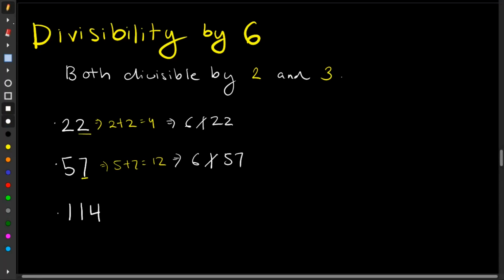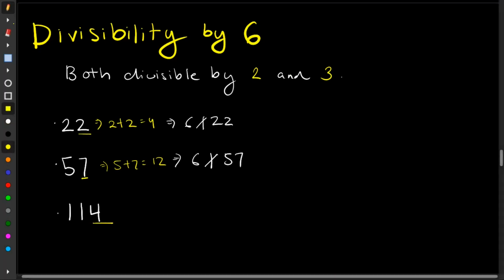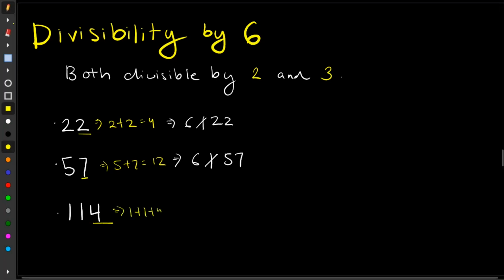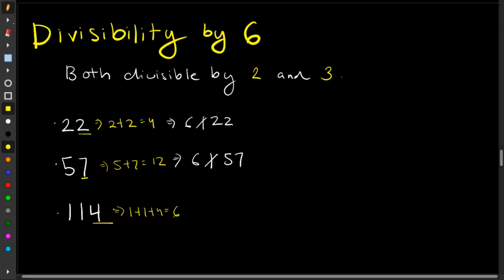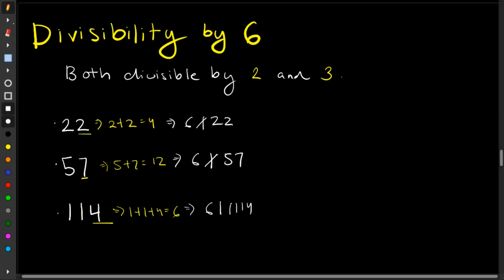Lastly, we have 114. Is this even? Yes, since the last digit is 4. Now if we add its digits, we see that it is divisible by 3. So we can conclude here that 6 divides 114. Just take note that for this divisibility to be true, both of these must be satisfied. If it's only one or the other, then it isn't divisible by 6.